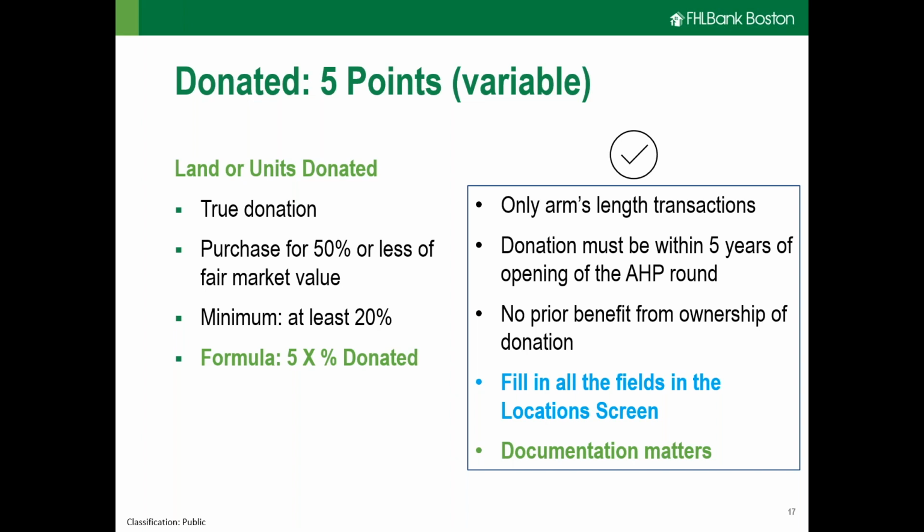Some items we do check again at disbursement if we have promises for it in the application. Long-term nominal cost leases may qualify. And then you can also earn 1 point if it's land or units conveyed by the federal government or an agency of the federal government at market value.